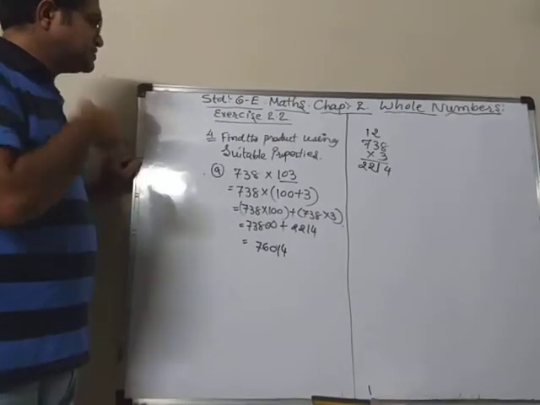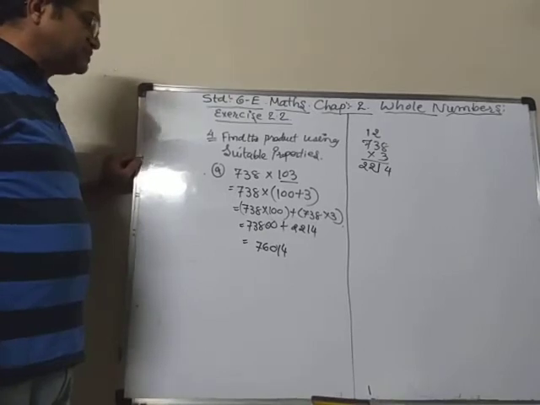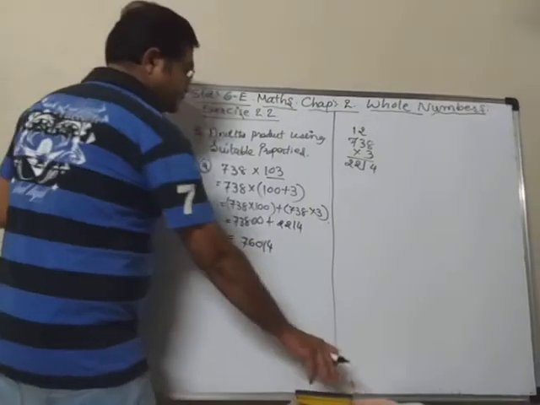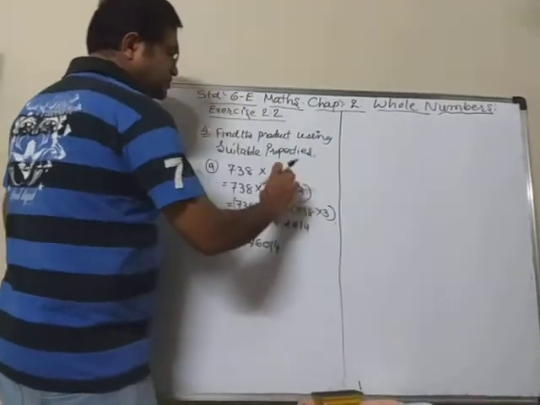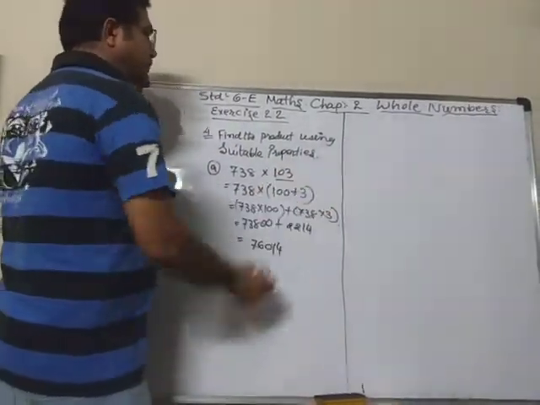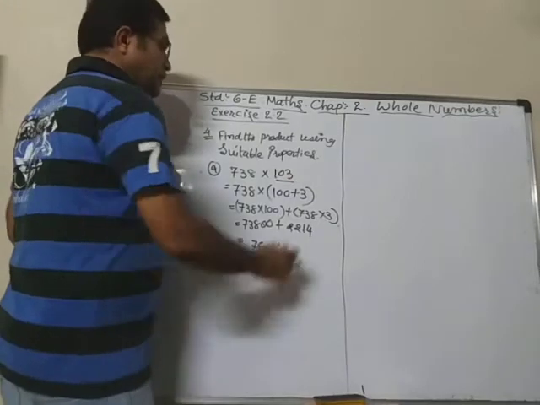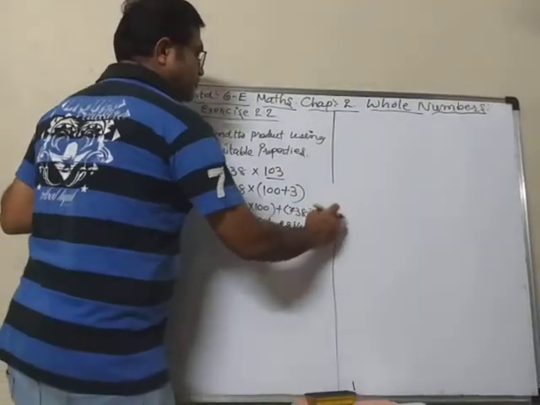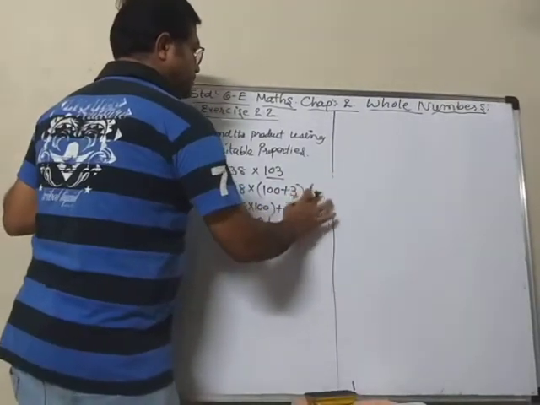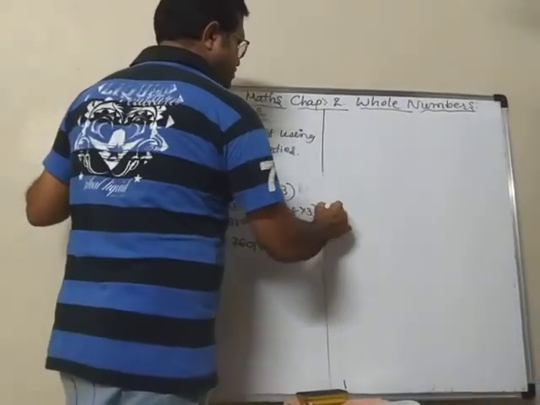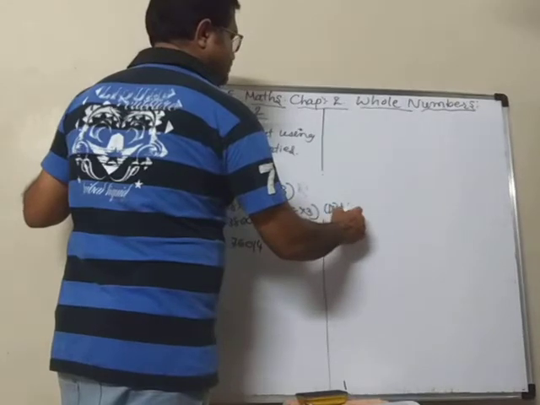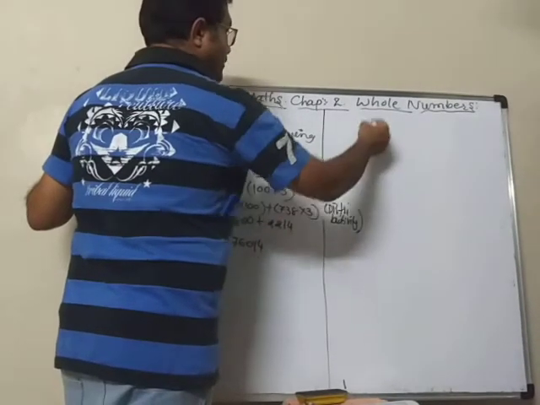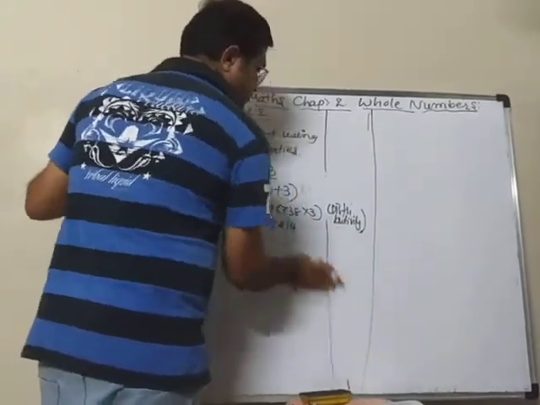So your answer is 76014. So by splitting it and using the property, right? Here which property do we use? We have to write down in the bracket, distributivity. Here we use distributivity. That property we have to use here.